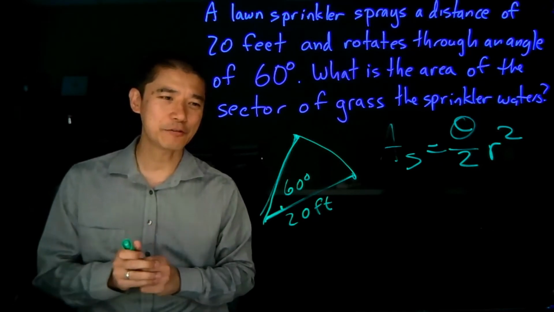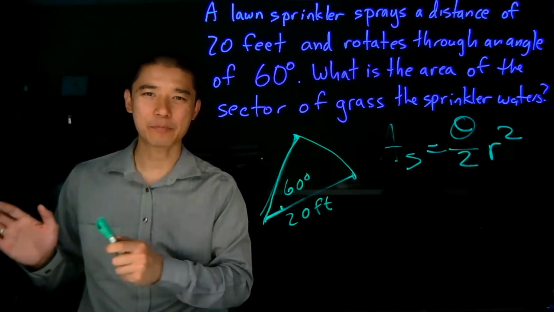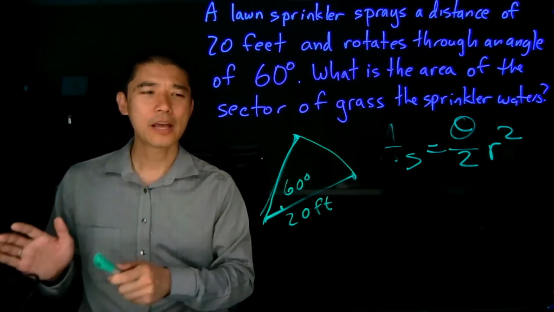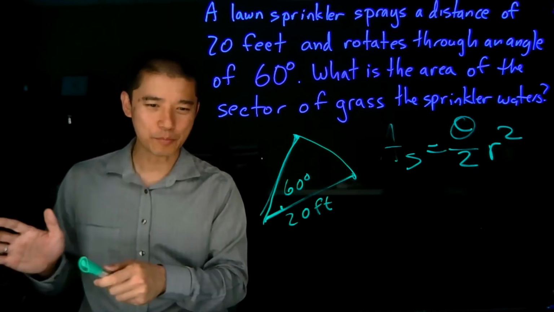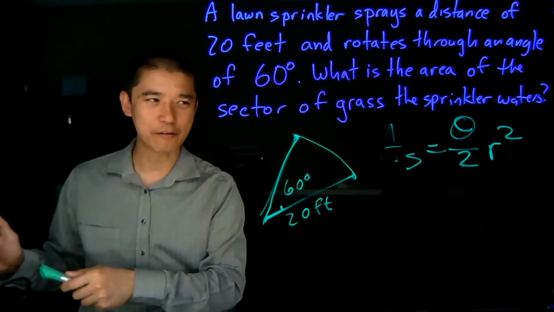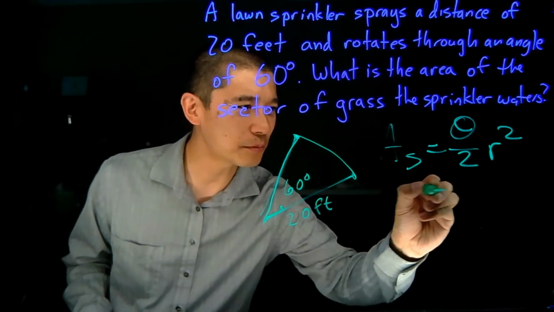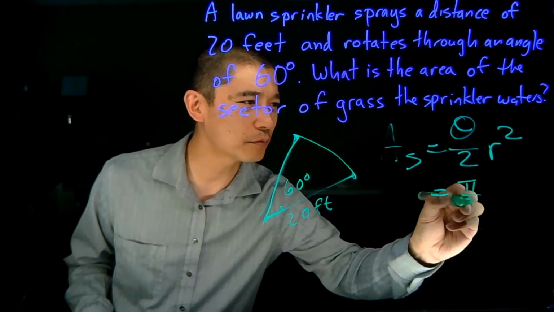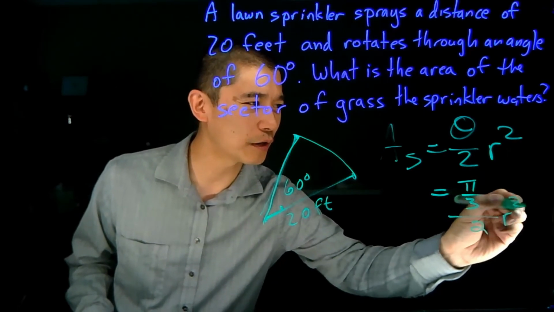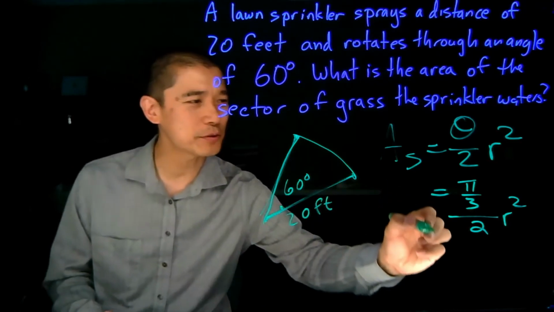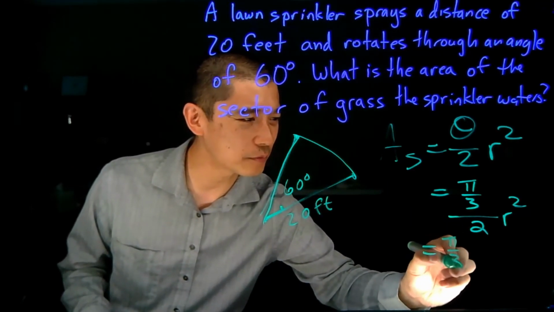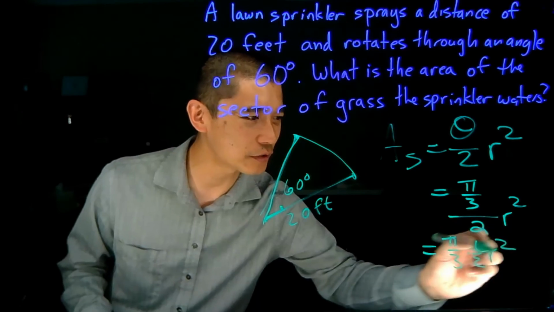The key value to remember is that 30 degrees is pi over 6. And so if we have 60 degrees, that's 2 times 30. 2 pi over 6 is the same as pi over 3. And so this is equal to pi over 3 over 2, times r squared. Now, a fraction inside a fraction, you have to multiply by the reciprocal, so this is going to be pi over 3 times 1/2 r squared.